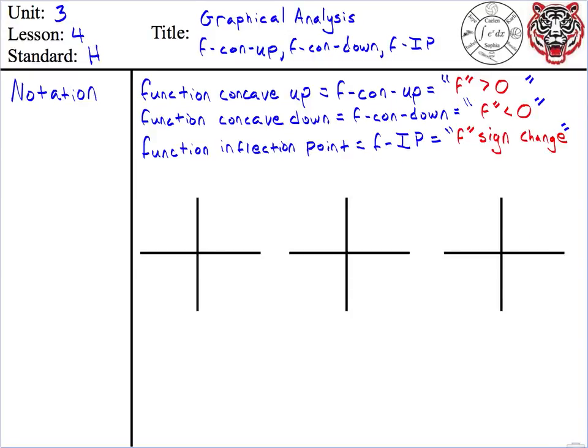Let's go ahead and label these. So this is going to be a graph of f, a graph of f prime, and a graph of f double prime. And then I can put a little box around these, little rectangle.